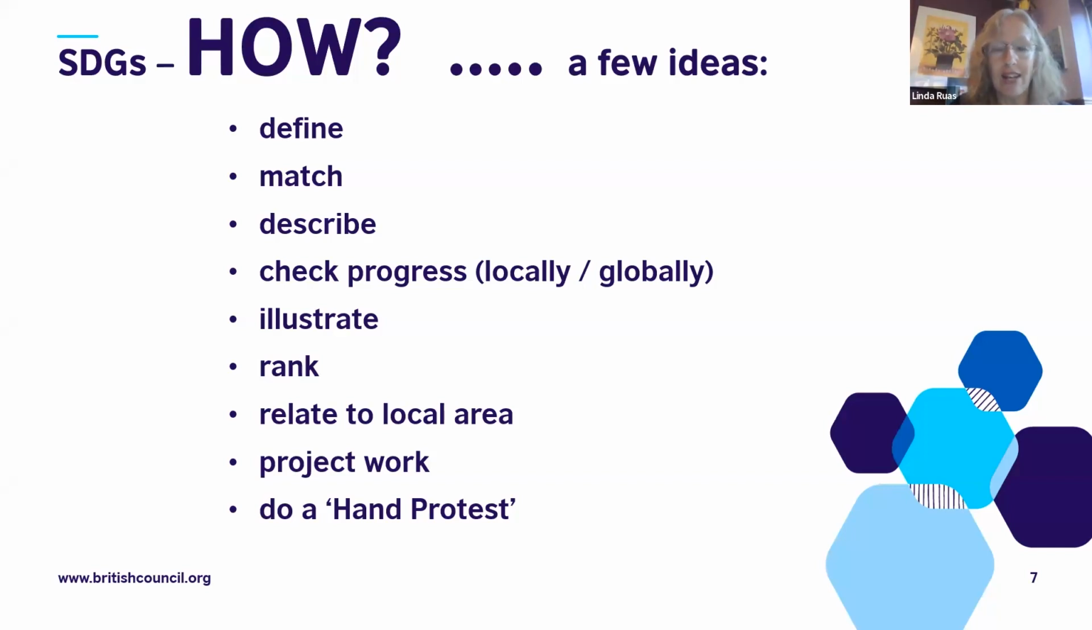You could get students to illustrate them. We don't have to use the United Nations illustrations. And then we could get students to rank them. Ranking is a brilliant classroom activity because there is no right answer.